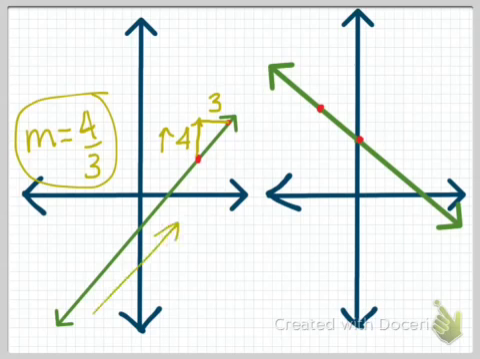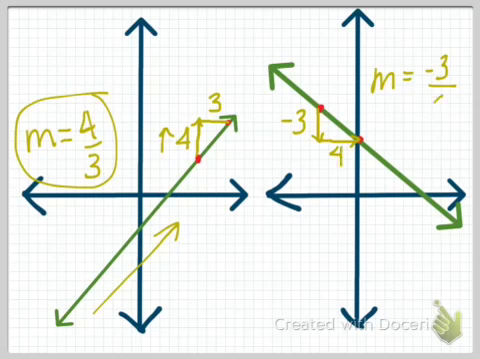Now let's come over here and do the same thing with the line that's perpendicular to the line on the left. If I start at this point, I'm going to go down this time. Let's try that again. Go down 1, 2, 3. So that means my rise is -3, and my run is 4 to the right, which gives me 4 as my run. So the slope of this line is -3/4. So when two lines are perpendicular, the rise of one will be the run of the other, and there'll be different signs.